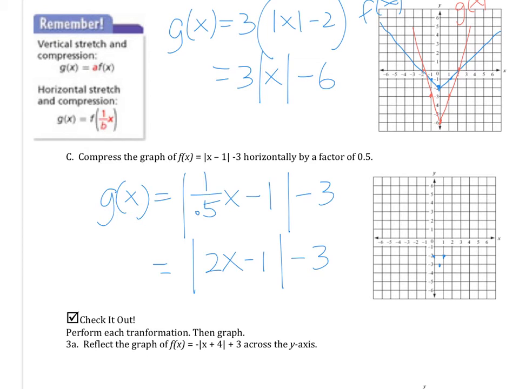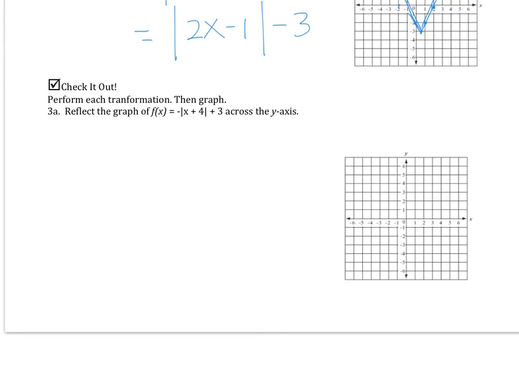You could put a 2 in there. 2 times 2 is 4. Minus 1 is 3. Minus 3 is 0. So it's going to look something like that. And you're welcome to graph the original function if you want. The original function is just going to be spread out more.